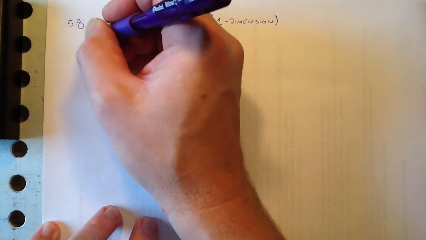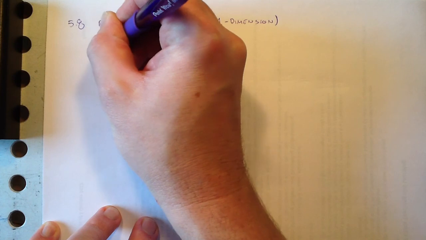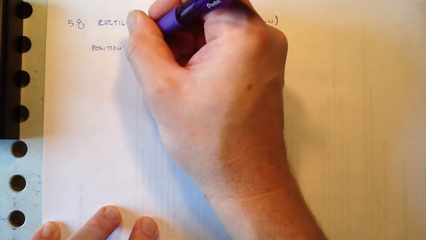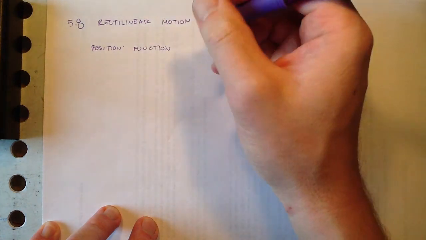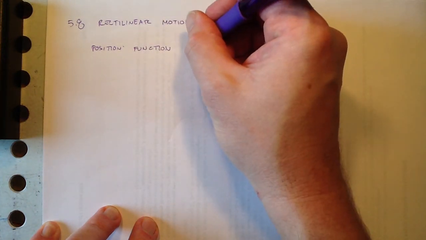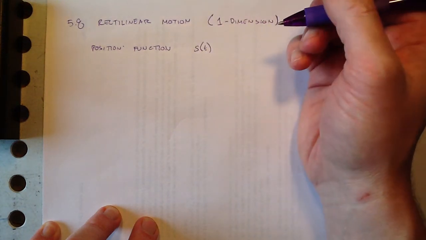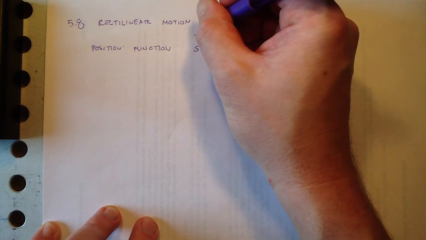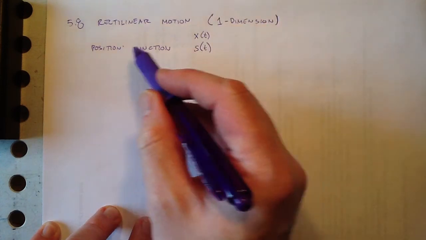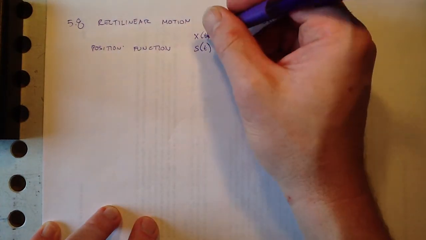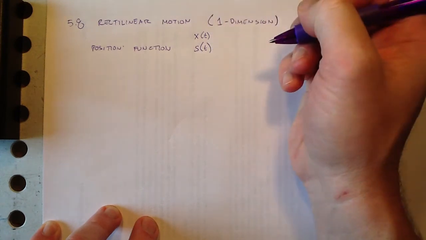So let's say we have a position function, which might be called, our book uses S for position functions, S of t. Sometimes on the AP test, the College Board will use X of t to mean you're moving back and forth like along an x-axis just in one dimension. So those are interchangeable. So we've got a position function, S of t.